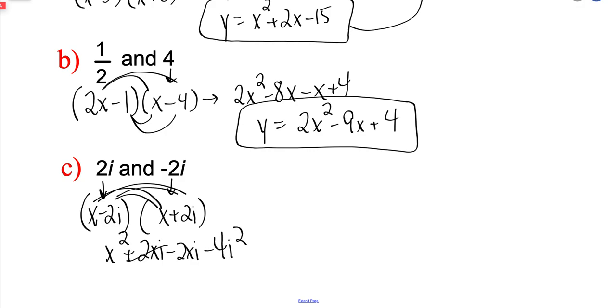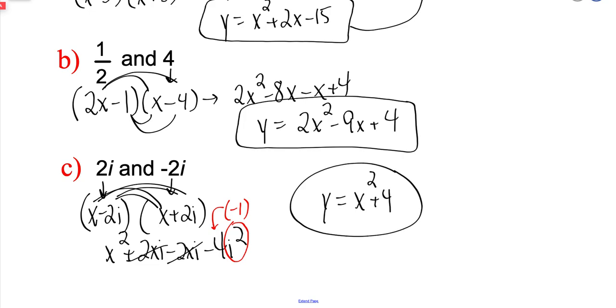So these will go away. That's kind of nice. And then here's that i squared that I told you about. Okay, so i squared turns into a negative 1, which is going to flip the sign of that 4. So we're just going to end up getting y equals x squared plus 4. That's our quadratic that has solutions of 2i and negative 2i. All right? So just put them in parentheses with the x's, FOIL them out.